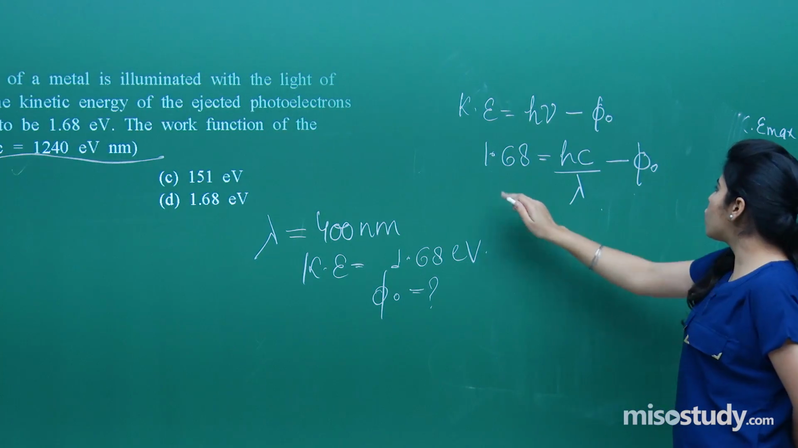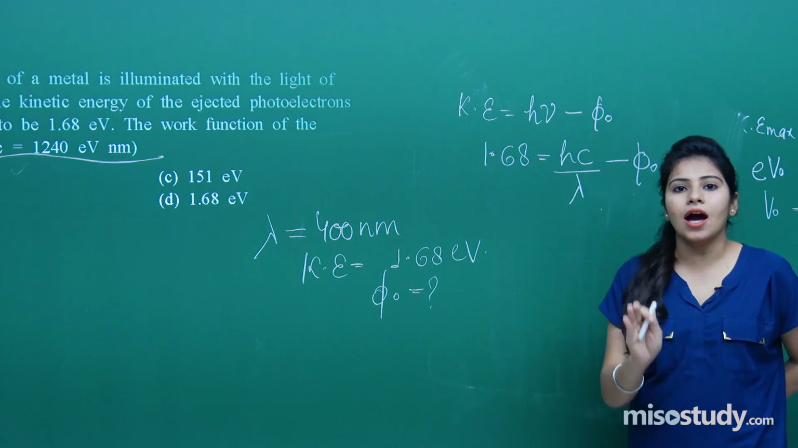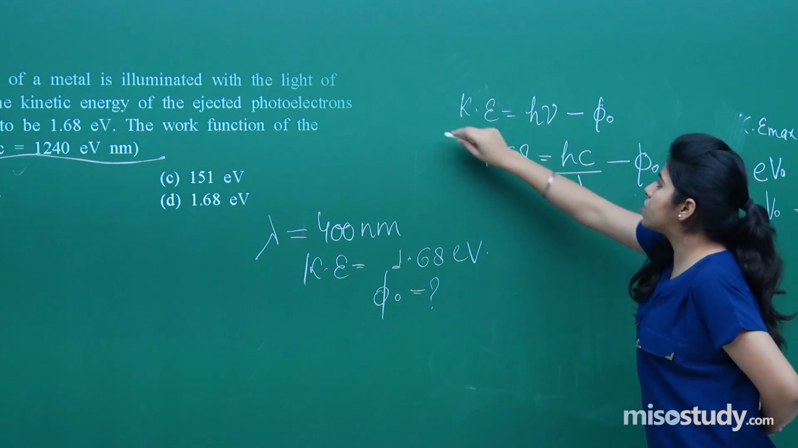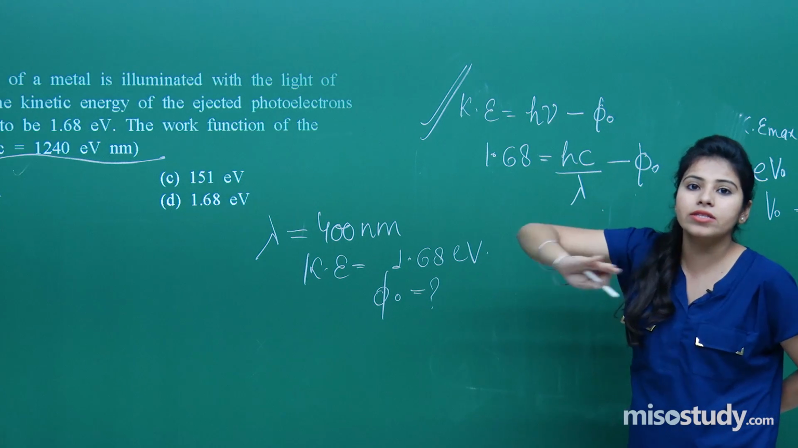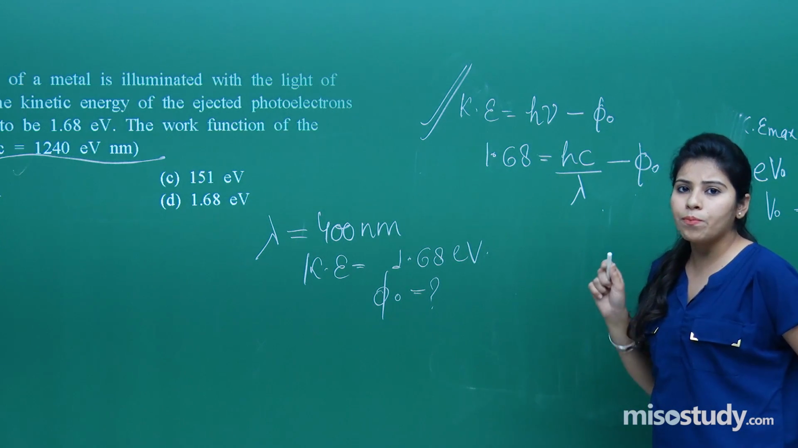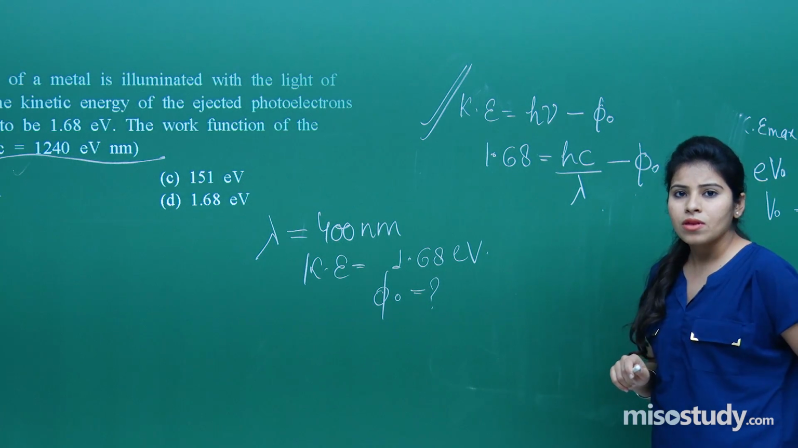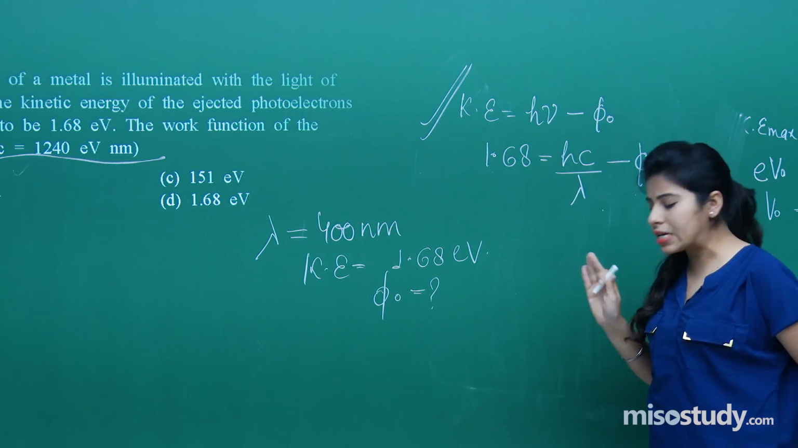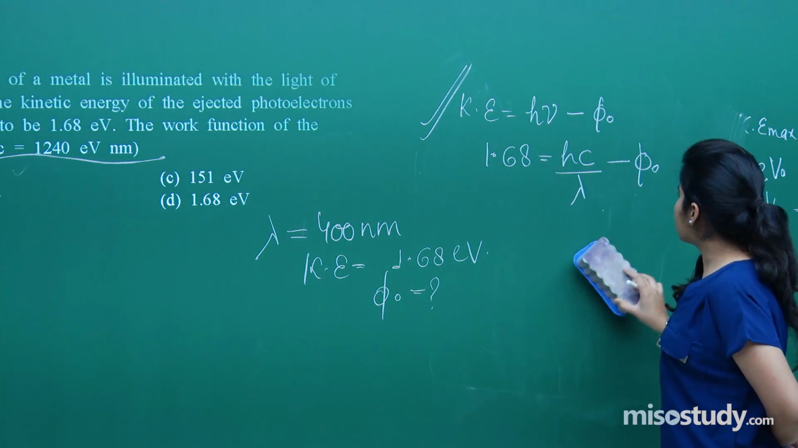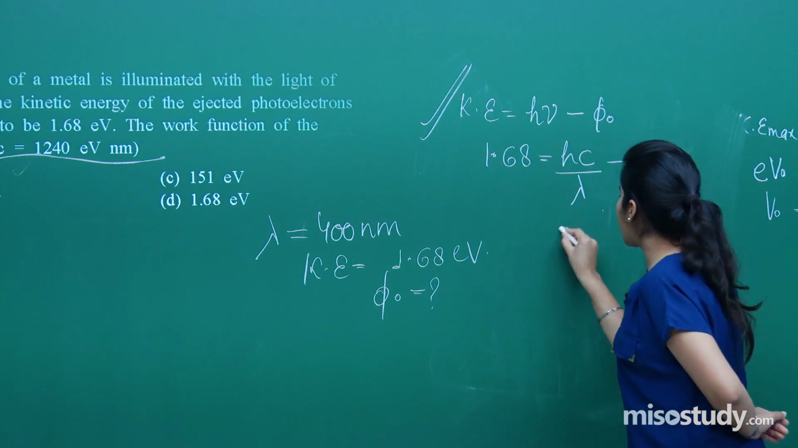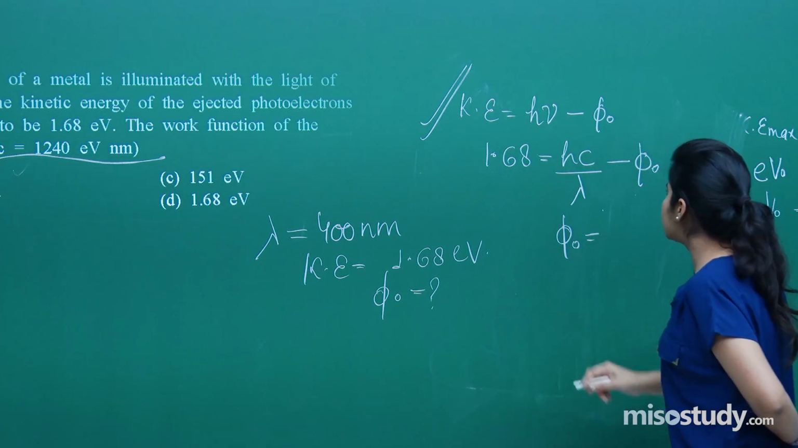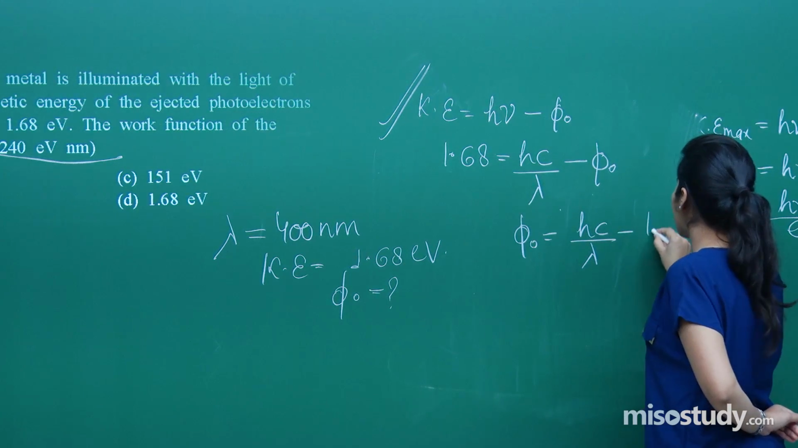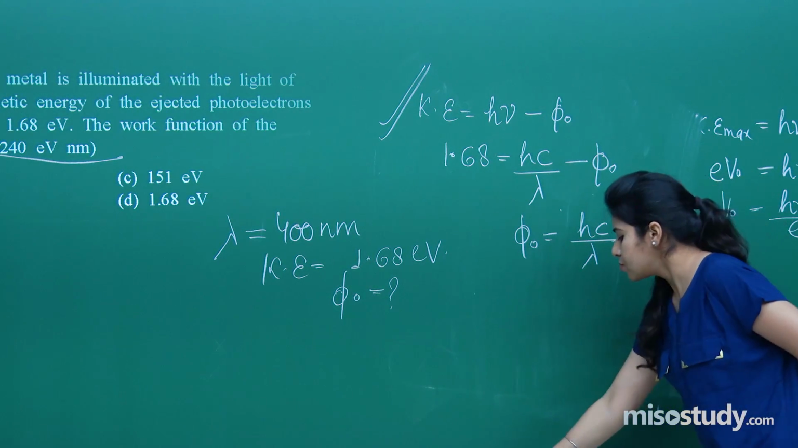Now if I have to find the work function, you can see how simple this question is. You just have to know about this equation and nothing else. How important this equation is, and you can score very good marks if you are clear with this. So now let me bring this phi naught to here, because we have to find its value. It would be hc by lambda minus 1.68.